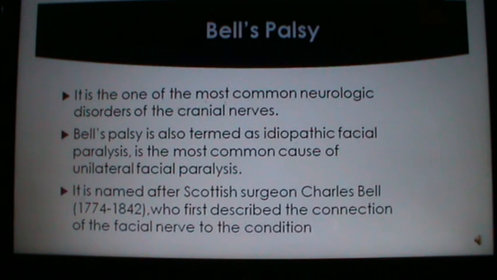Now we know about Bell's palsy. It is one of the most common neurologic disorders of the cranial nerve. Bell's palsy, also termed idiopathic, that is without any cause, facial paralysis, is the most common cause of unilateral facial paralysis. So if facial paralysis is unilateral and without any cause, then we can say this is because of Bell's palsy. It is named after a Scottish surgeon, Charles Bell, who first described the connection of the facial nerve to the condition.